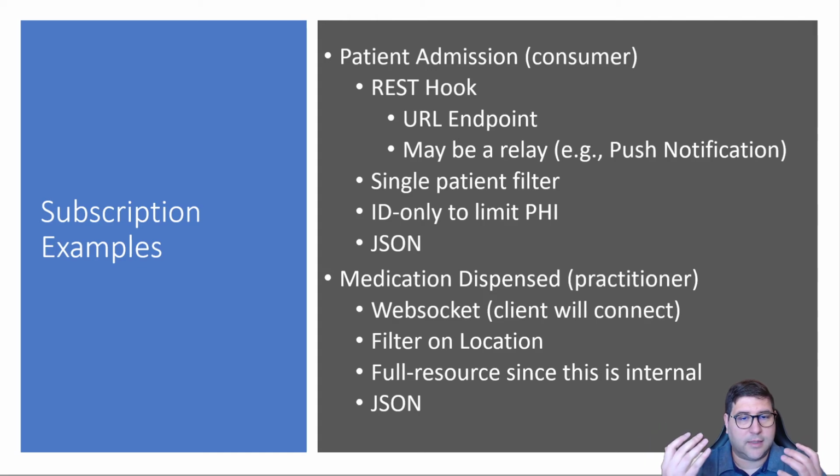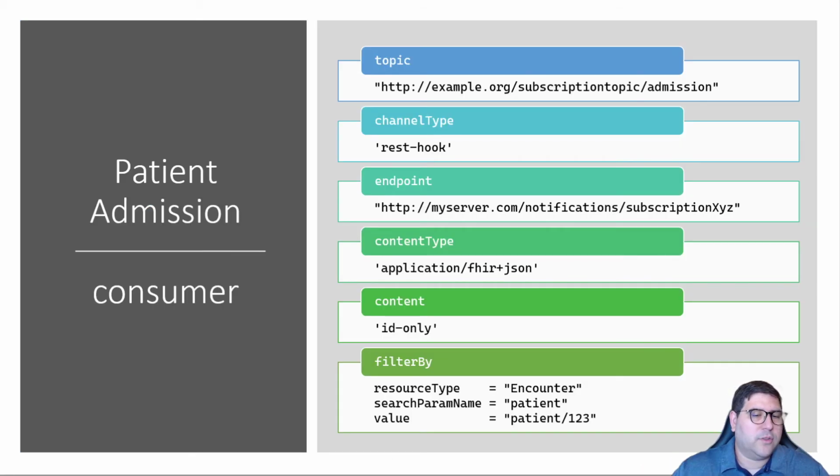In this case, since it's a practitioner that's internal to the facility, they're going to be connecting via WebSockets. We might want to filter on location, so a particular building, ward, whatever you're actually interested in. Since this is just connecting internally via WebSockets and we have lots of authentication in place, we can do full resource and JSON as well, because that's easier for a web client to process in general. So those are a couple of examples, and this is just going through the details of it.